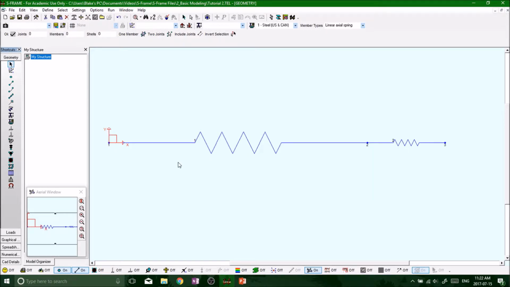So next, we need to put some supports here, because right now if we throw a load on here, it's just going to shoot off into space. So we need to support it with something.